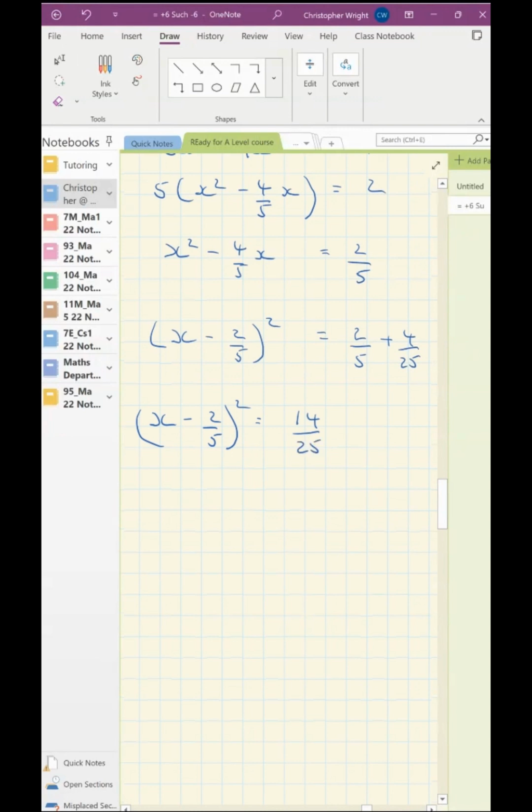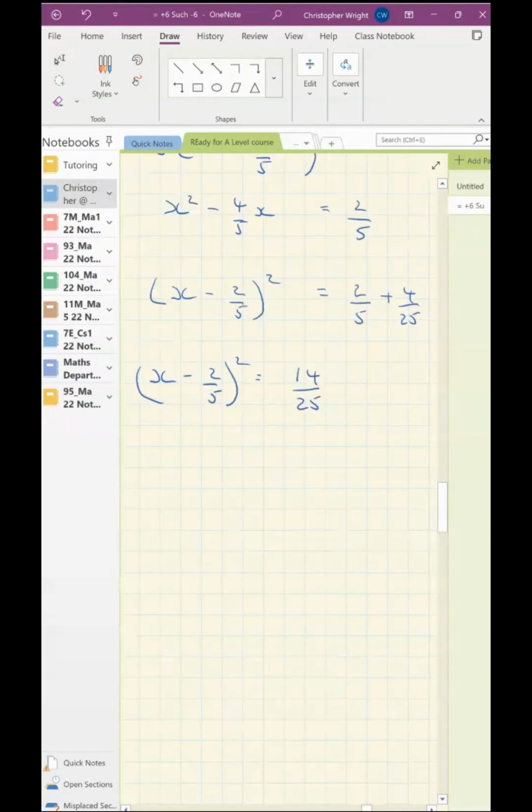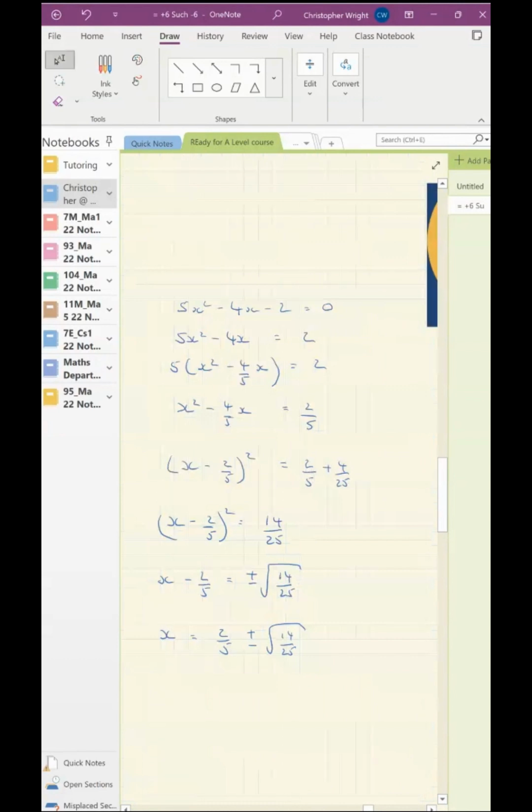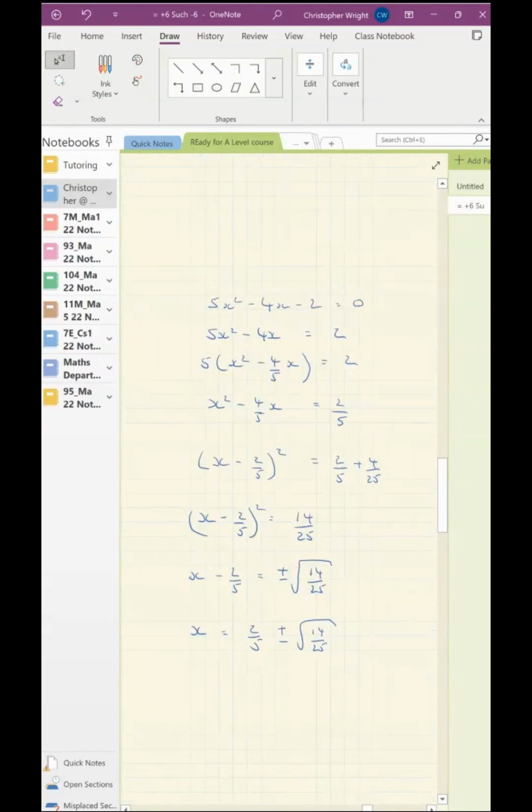Okay. And so now I know that x minus 2/5 is one of the square roots of 14/25. And so if I add 2/5 to both sides now, I will have my two answers for x. There you go. There are two examples of solving quadratic equations by completing the square.